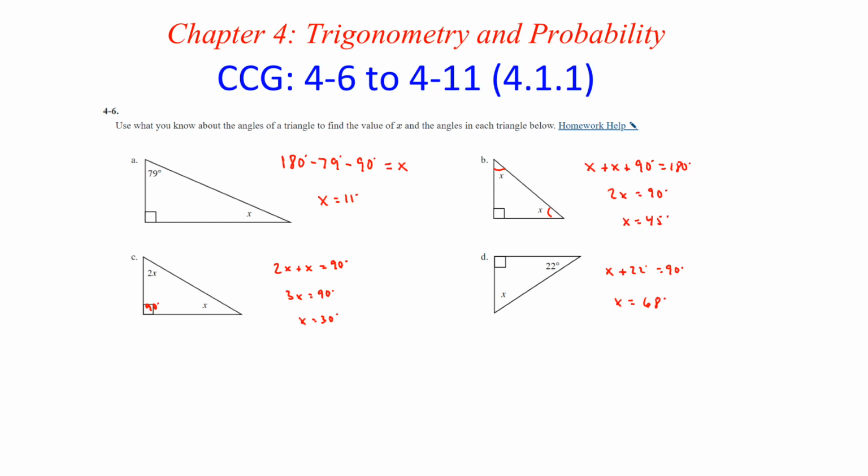As I reread the directions here, it does say to find the value of x, which we did, and the angles in the triangle below. So for the first one, x equals 11, that is the angle, because that's what x is. Same thing with B, x is equal to 45 degrees. Because both of these represent x, these both represent 45 degrees. For C, x is equal to 30 degrees. That means this is 30 degrees, but then this one up here would be 60 degrees. And then for D, x equals 68. That means this is 68 degrees. So just in case, I want to make sure I labeled all those angles in the triangle as well.